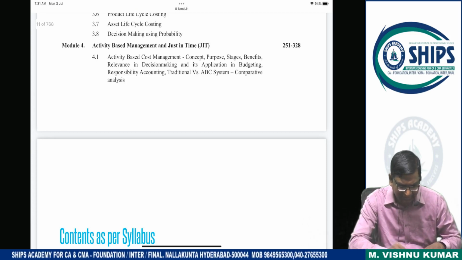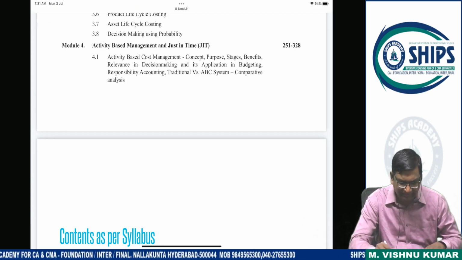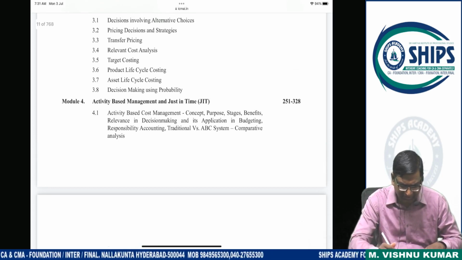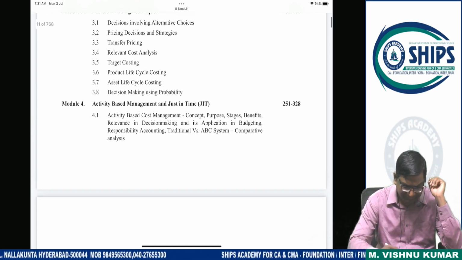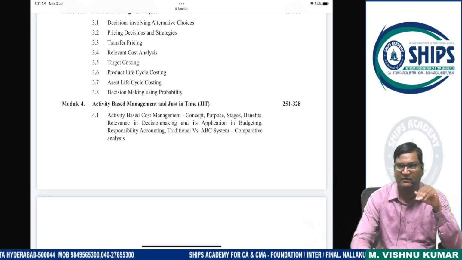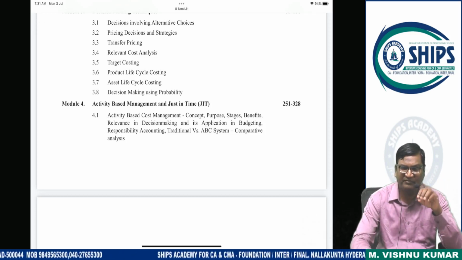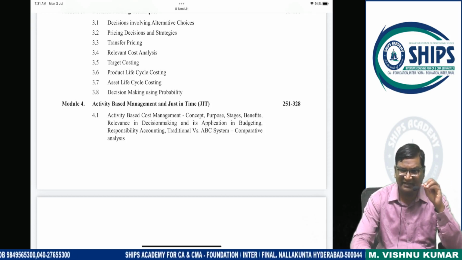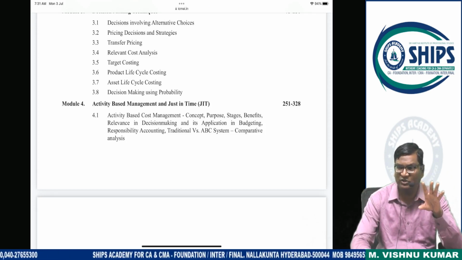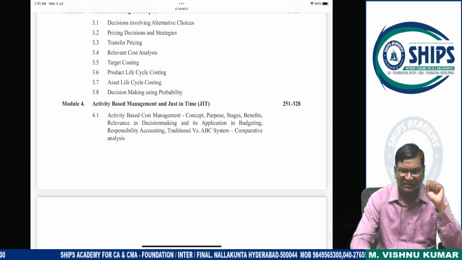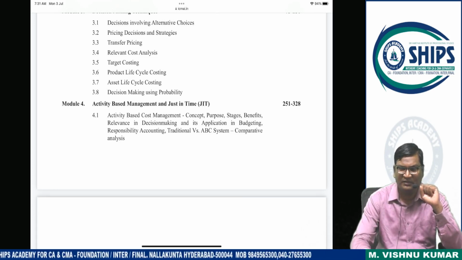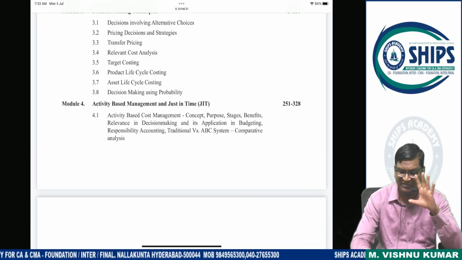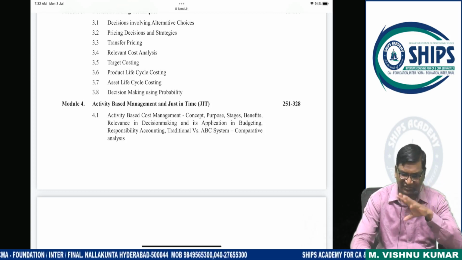Now next is activity based management and just in time. Here activity based costing is covered, activity based management is also covered, responsibility accounting is also covered. Okay, just in time means it is a technique used for avoiding unnecessary costs, especially in case of inventory management. Already you learned this at intermediate level, direct material. There are two methodologies: one is traditional, one is JIT.